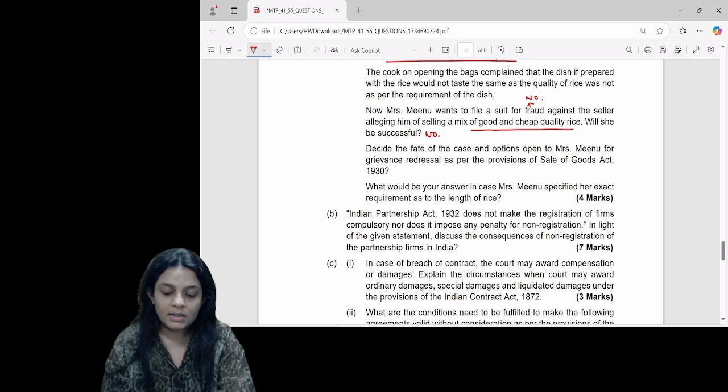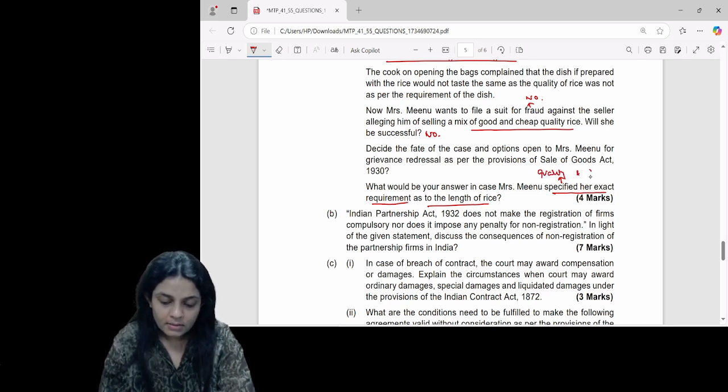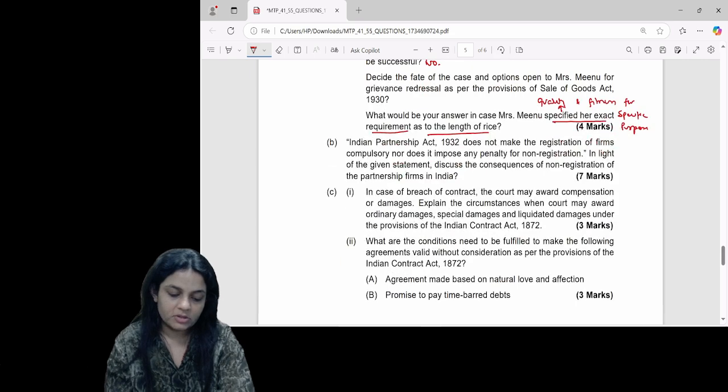What would be your answer in case she specified her exact requirement as to the length of the rice? If she specified her exact requirement as to the length of the rice, it would be conditioned as to quality and fitness for the specific purpose of the buyer. And in that case, can she return the goods back? Yes, she can return the goods back.